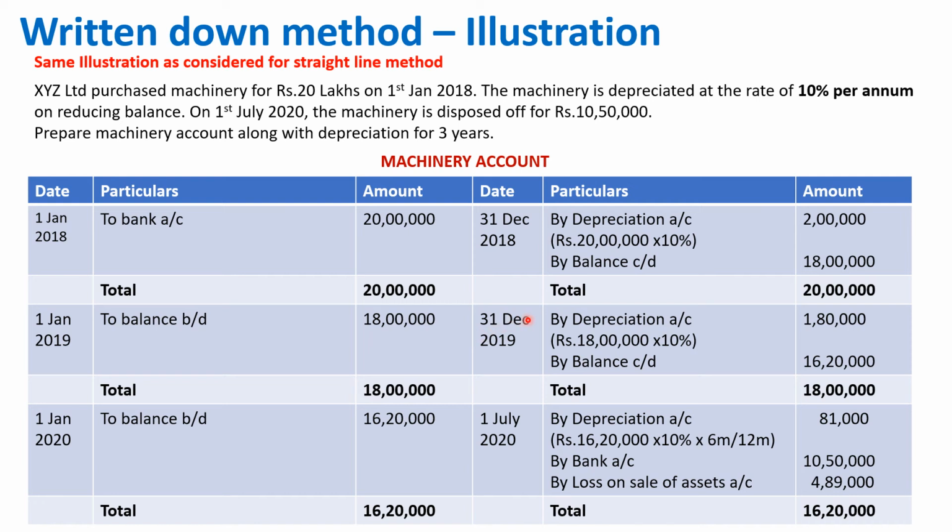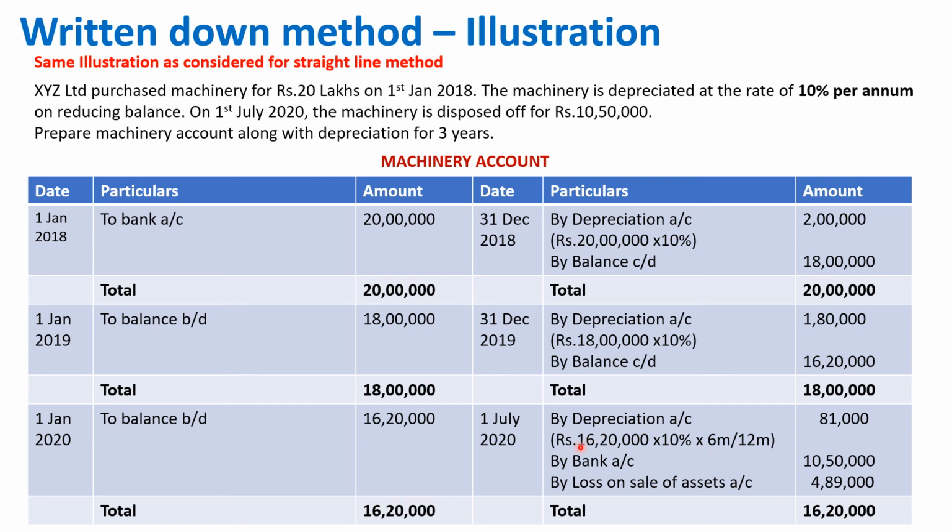And in December 2019, when we calculate the depreciation, you can see the depreciation is not on 20 lakhs here. The depreciation is on 18 lakhs, that is the opening balance we have carried forward from the previous year. So on 18 lakhs, when you apply 10%, the depreciation is 1,80,000 rupees. Now the balance to be carried forward is 16,20,000 rupees, that is 18 lakhs minus 1,80,000 rupees. Now 16,20,000 rupees will become the opening balance for January 2020. And here when we charge the depreciation, as the asset is sold on 1st July 2020, the depreciation will be calculated for 6 months.